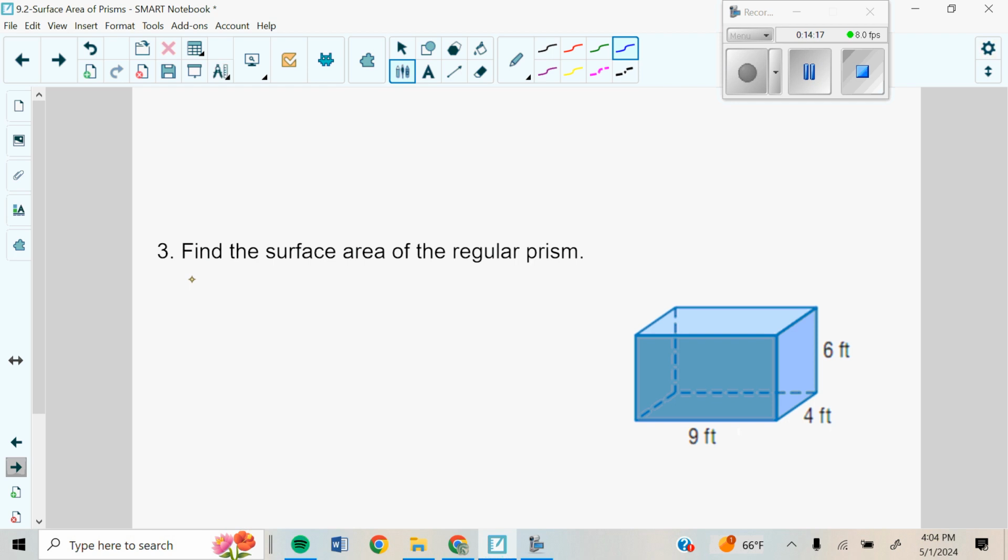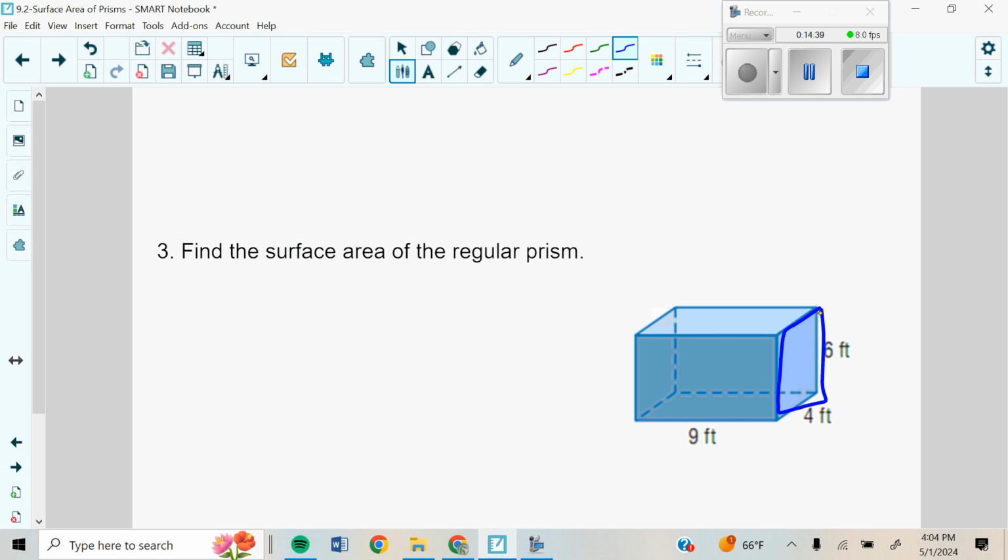Okay, so find the surface area of this regular prism. It's a rectangular prism, so it really doesn't matter which shape we want to use as our base area. Our bases, I'm just going to go ahead and pick these ones that are on the ends. You could have picked the 9x4 that it's sitting on. Maybe you pick the 9x6 that's facing us. Either of them are fine.